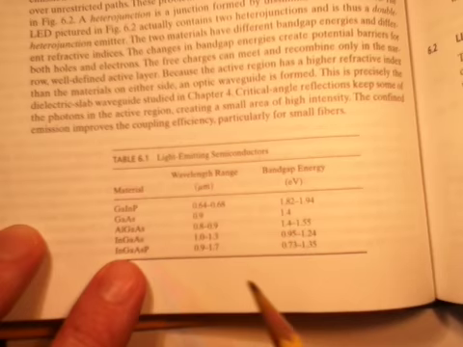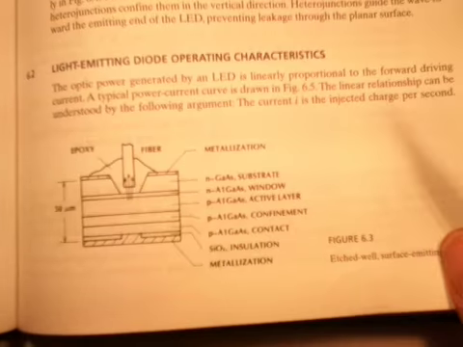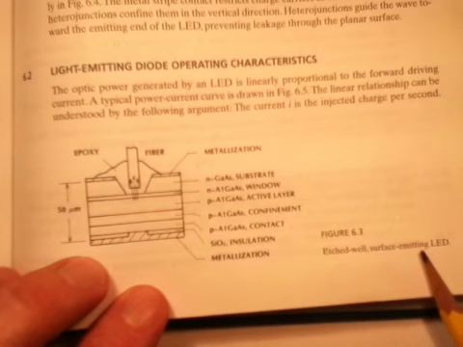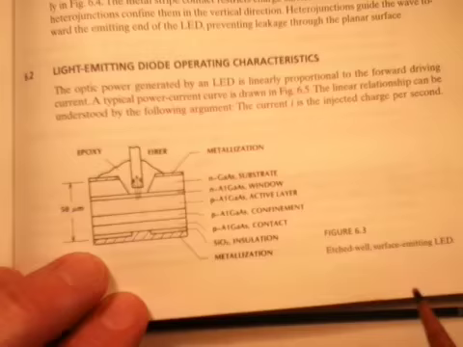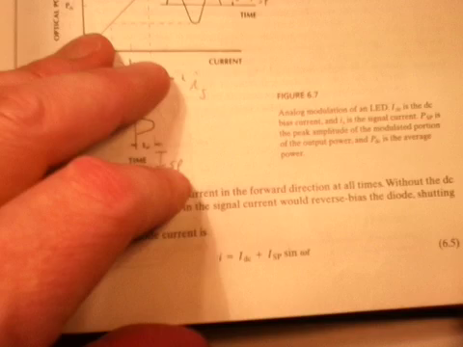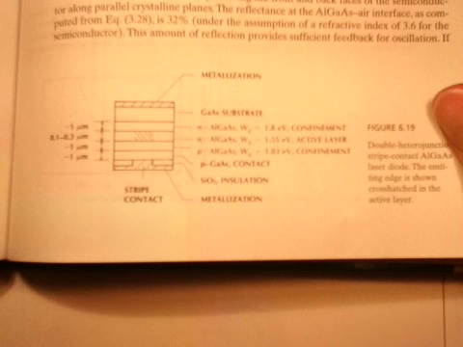One final topic in lasers is, I'll show you this figure 6.3. This is a surface emitting LED. This is one where the geometry is different from what I showed in my previous slides. In my previous slides I showed this type of geometry where we have a multiple heterojunction stack, and we have an active region which is emitting. Here it is. Here's our more typical structure.